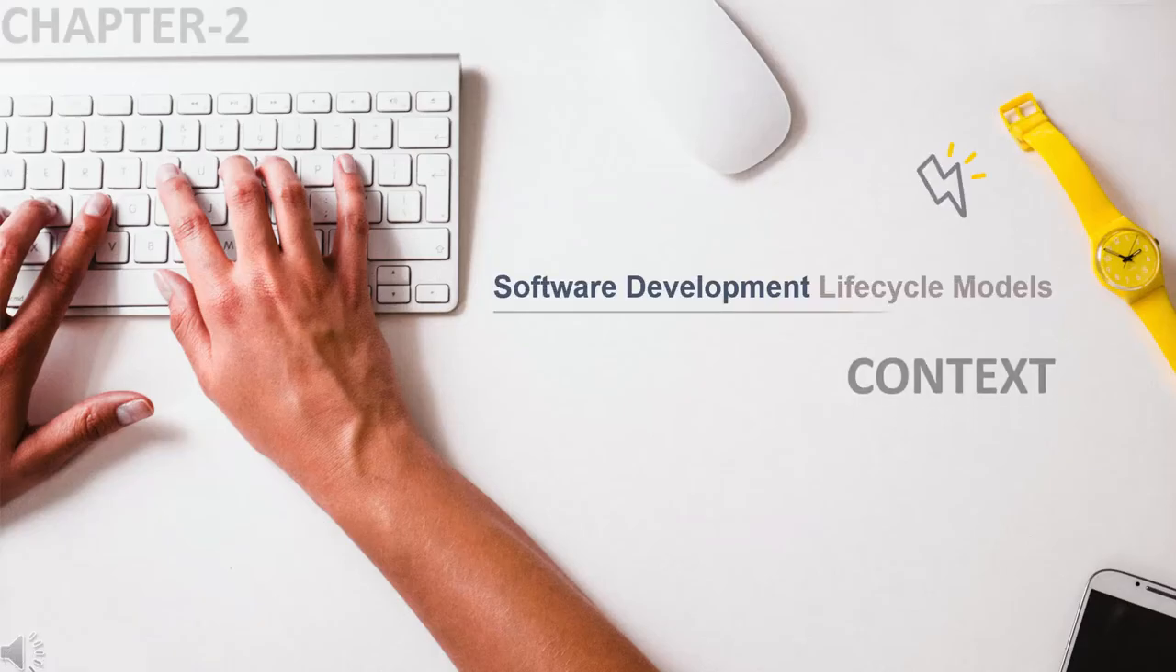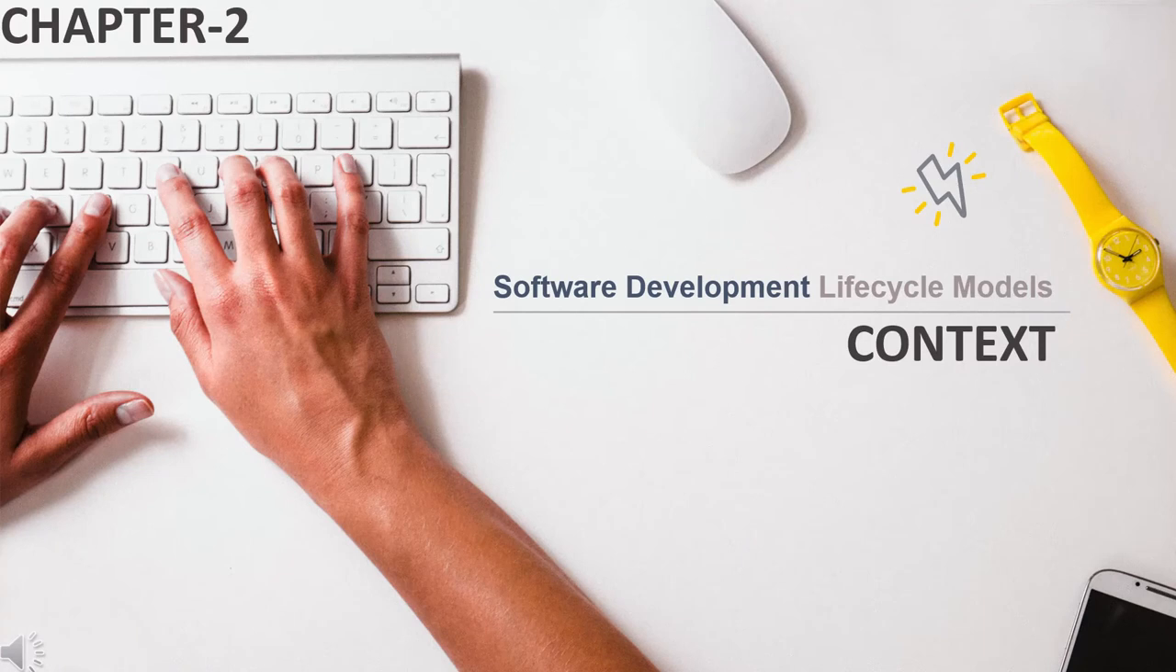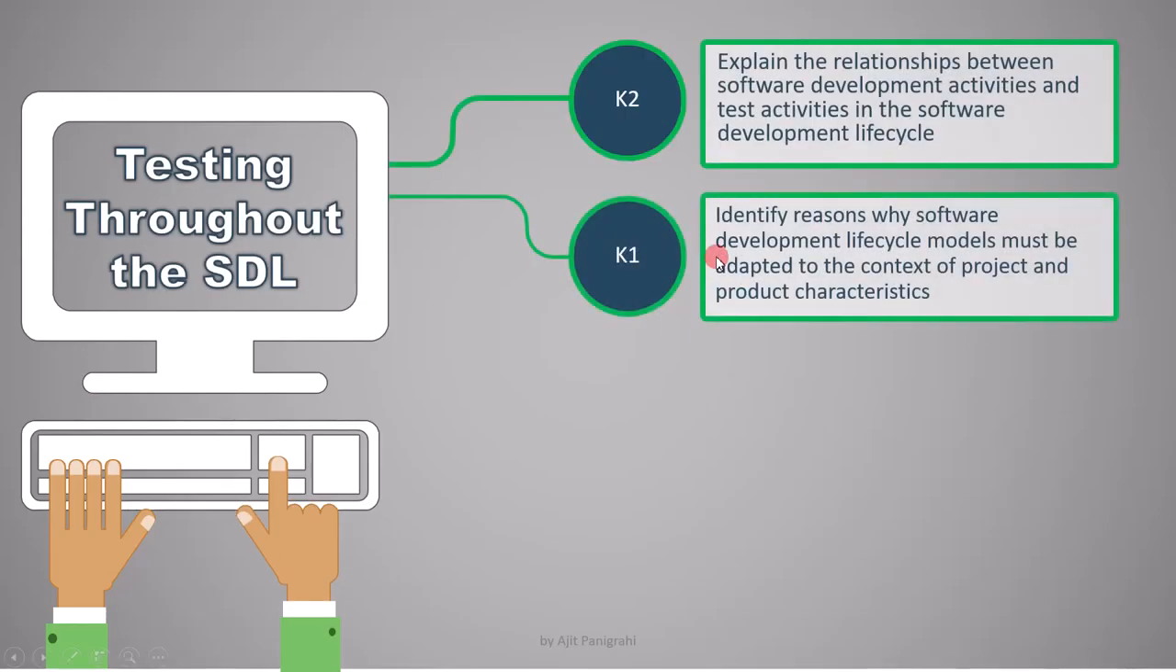As we saw previously that the test process is context dependent, similarly, software development lifecycle model is also context dependent. That is what we are going to cover in this lecture. The learning objective is to identify reasons why software development lifecycle models must be adapted to the context of project and product characteristics. This is marked as K1, so you just have to remember the points.